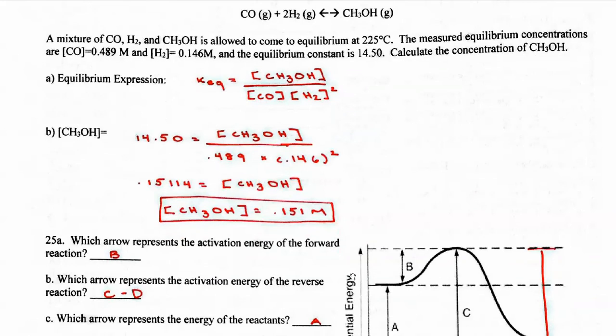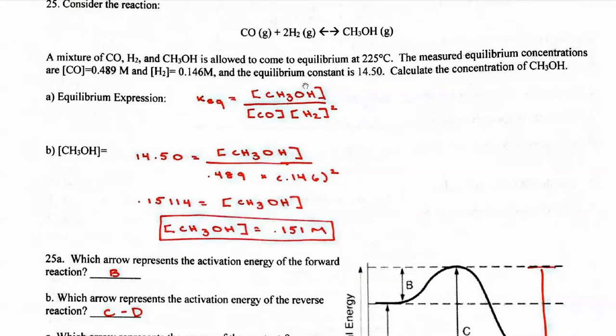Okay. Again, this should be old by this point. It's the concentration of your products over the concentration of your reactants. And then you just plug in numbers. In this case, I'm asking you to solve for this. So to solve, you're going to do the 14.50 times this times that, and you get 0.15114. You want 3 sig figs, so this is your answer, and your units are molar.